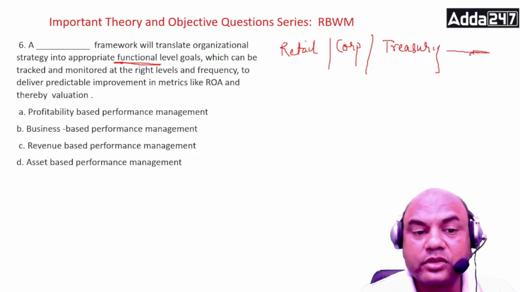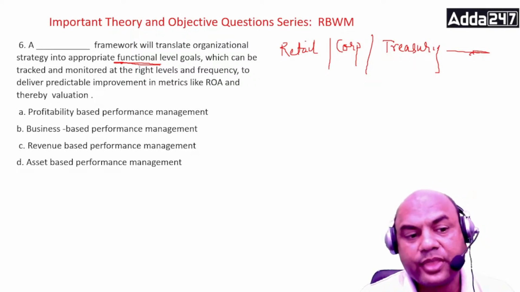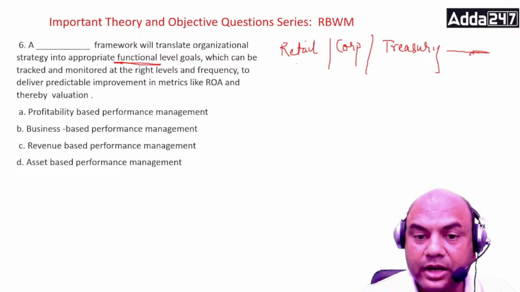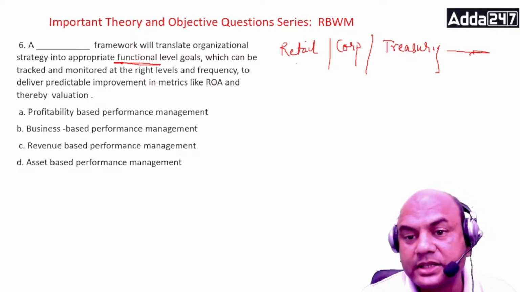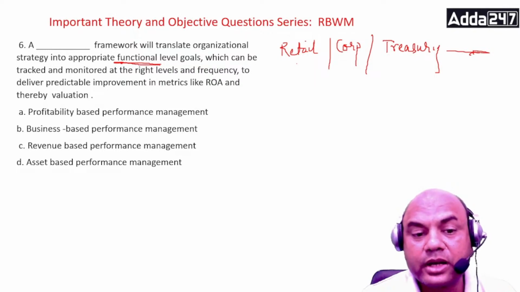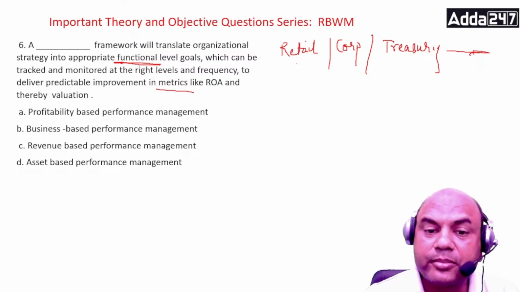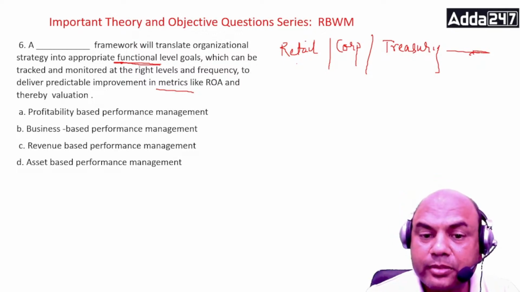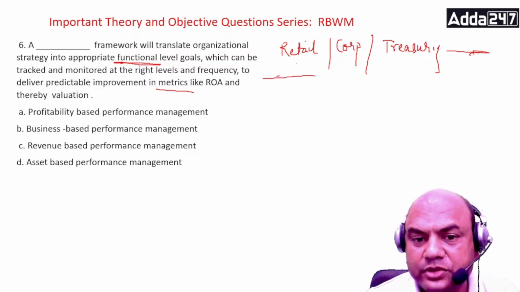So appropriate functional level goals, which can be tracked and monitored at right levels. At right levels means I can focus on retail separately, corporate separately, treasury separately, and others separately, to deliver predictable improvement in the metrics. Metrics means what? It is a standard of measurement. Means I'll keep a benchmark. Metrics means I'll keep a benchmark that this and this should be my net profit from each one of these.